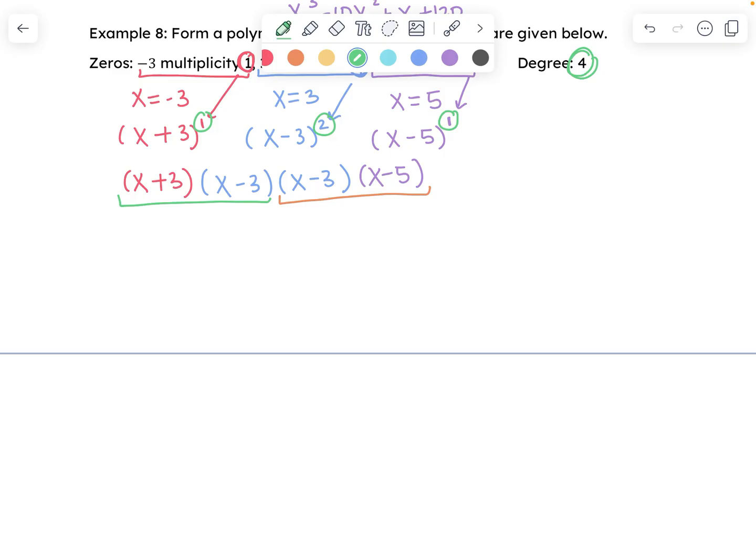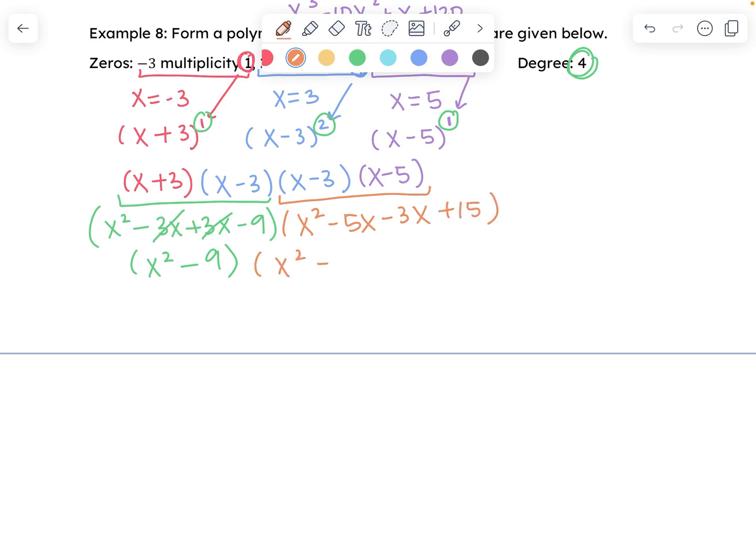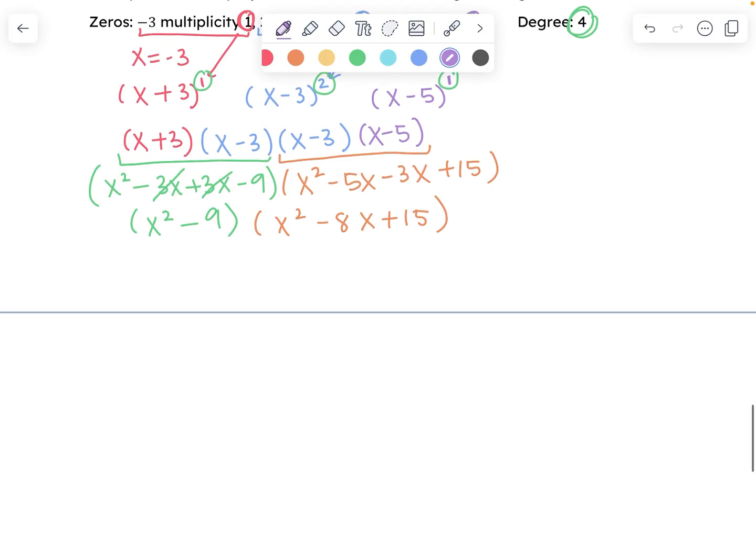So with the green, I get x squared minus 3x plus 3x minus 9. So that's going to give me x squared minus 9. That's kind of nice. The insides cancel. With the orange, I get x squared minus 5x minus 3x plus 15. So I get x squared minus 8x plus 15. And let's do our last step in purple.